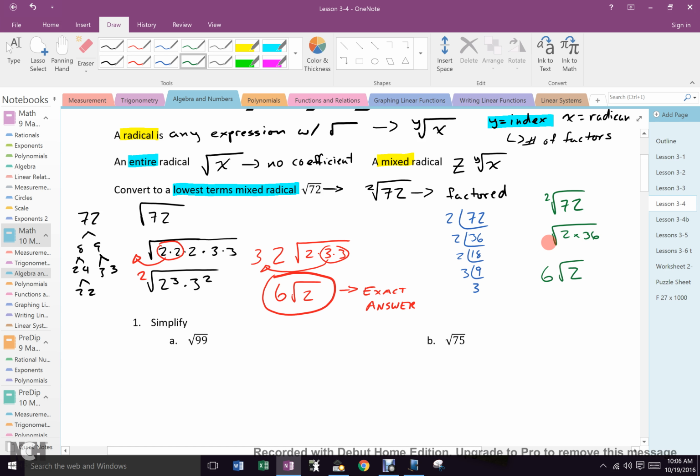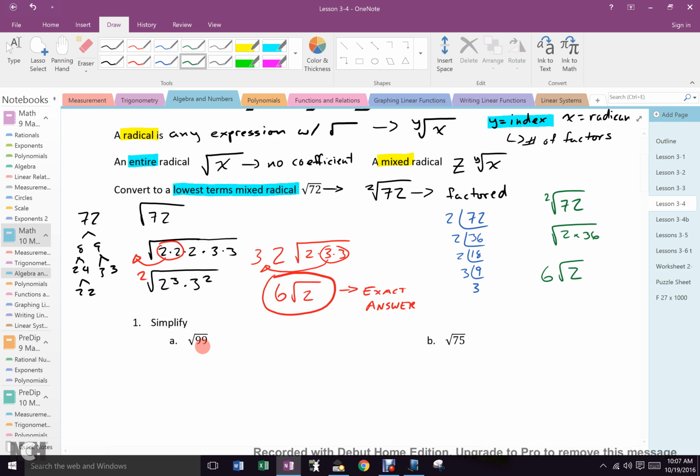If you have your square roots memorized, simplifying radicals is that easy. If you don't have your square roots memorized, you got to factor and look for groups. Is everybody good? Yeah? Everyone's cool? Feeling good? Feeling strong?